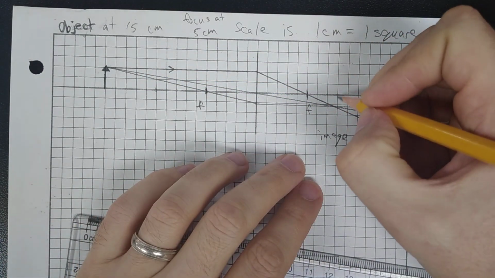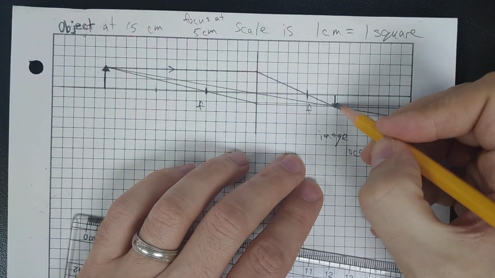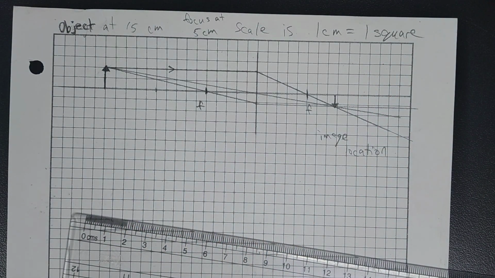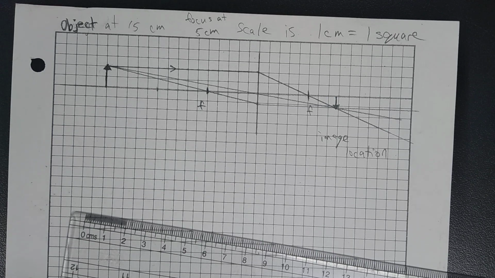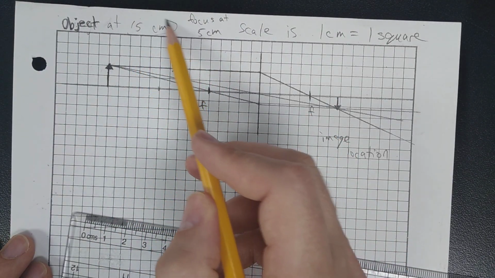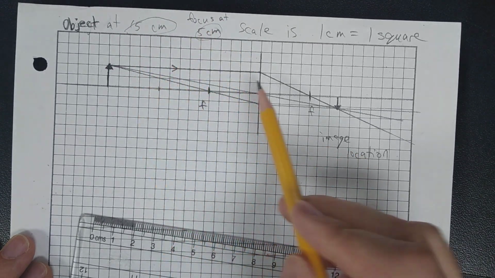Okay, so right here we have the image. It is smaller than the object and it is inverted, so it's upside down. Okay, so that is how you draw a ray diagram according to certain specifications. In this case, we had our object at 15 centimeters, the focus at 5 centimeters. We drew our special rays.